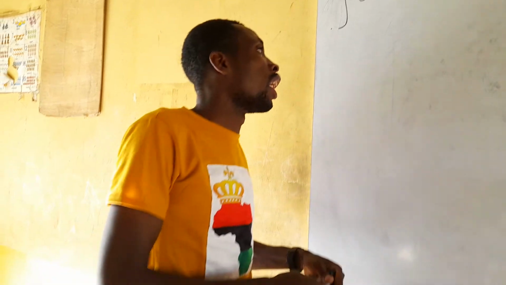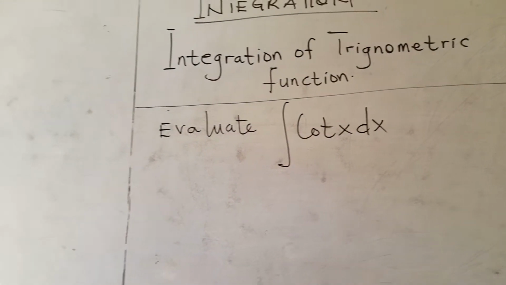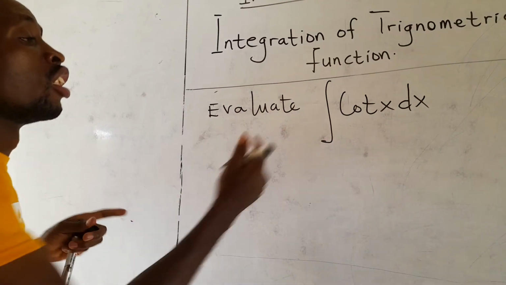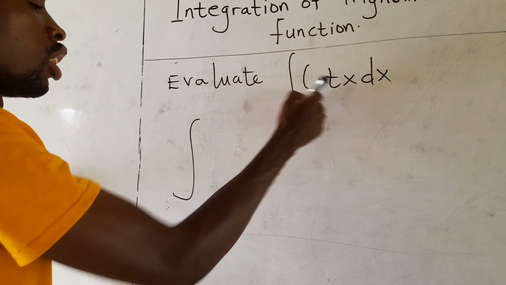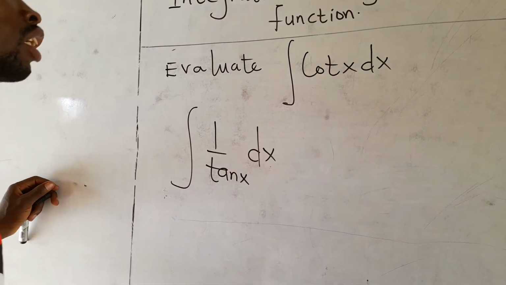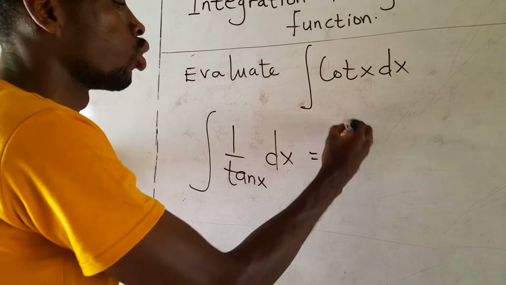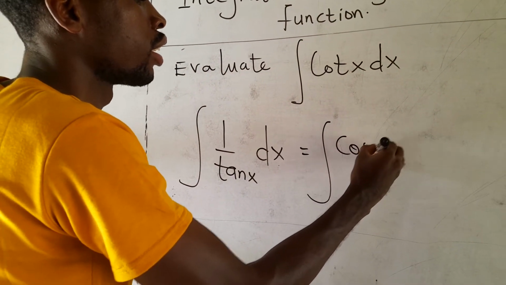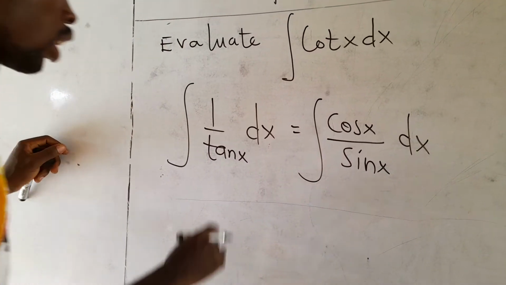It's very, very important. The next one is the integration of cot. So we want to evaluate the integral of cot x dx. Remember, cot is the inverse of tan, so this will be 1 over tan x dx. And tan is sin x over cos x. So when we reciprocate, this will be equal to cos x over sin x dx.